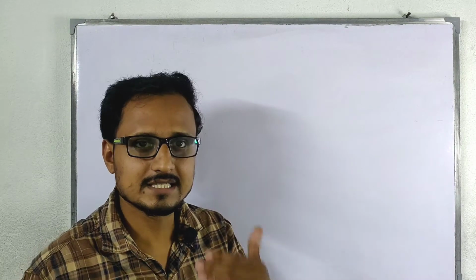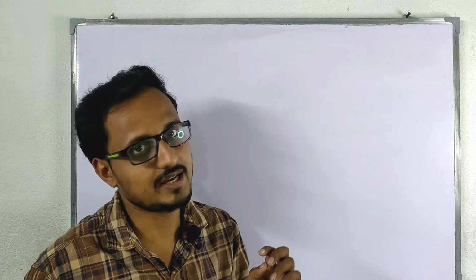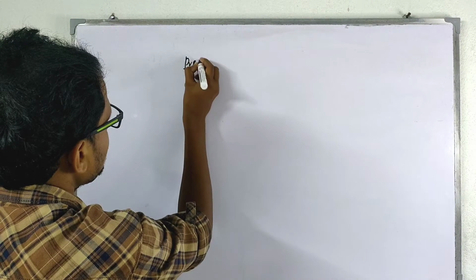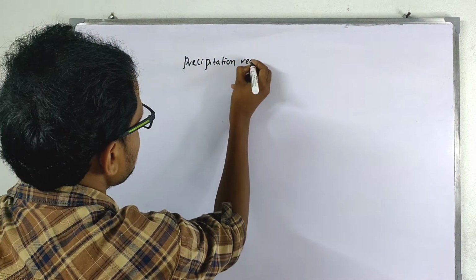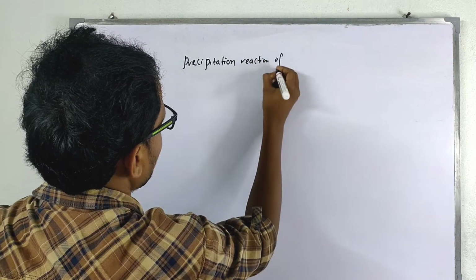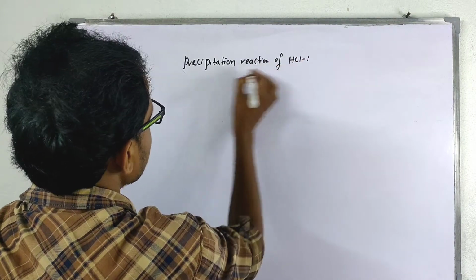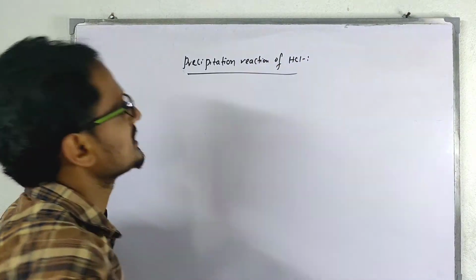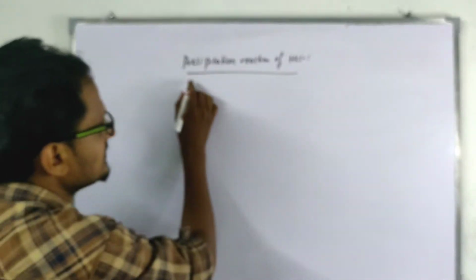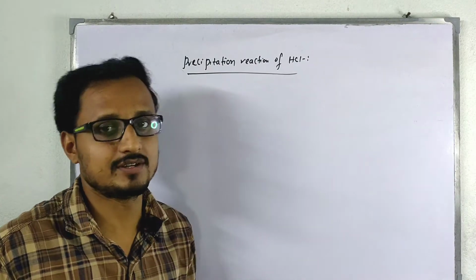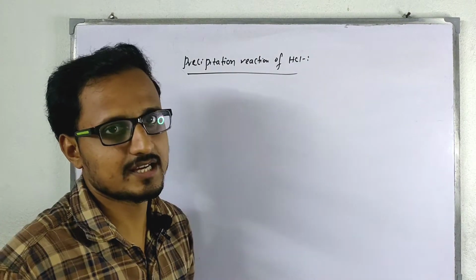So today we will discuss the precipitation reactions of HCl, that is hydrochloric acid or hydrogen chloride. Now the first precipitation reaction is the reaction with silver nitrate. It is a very important reaction.